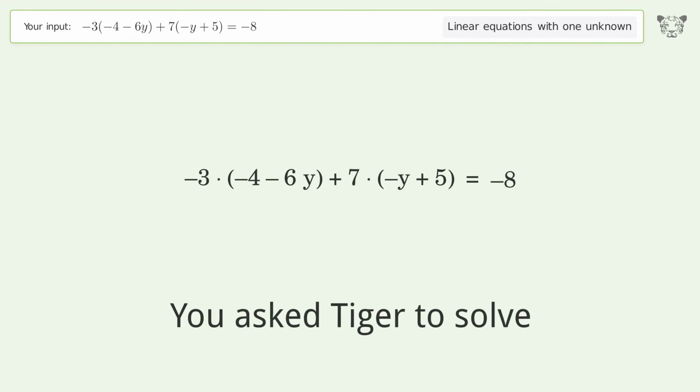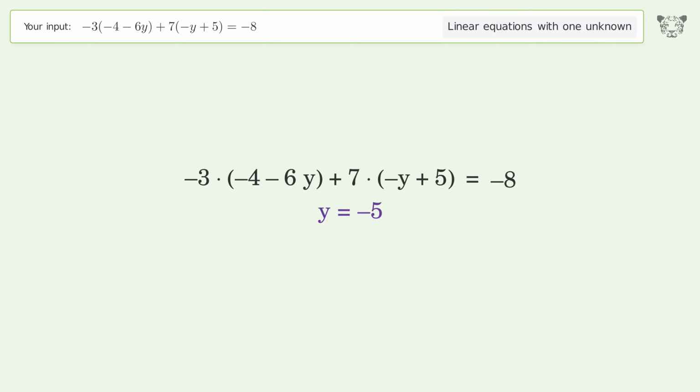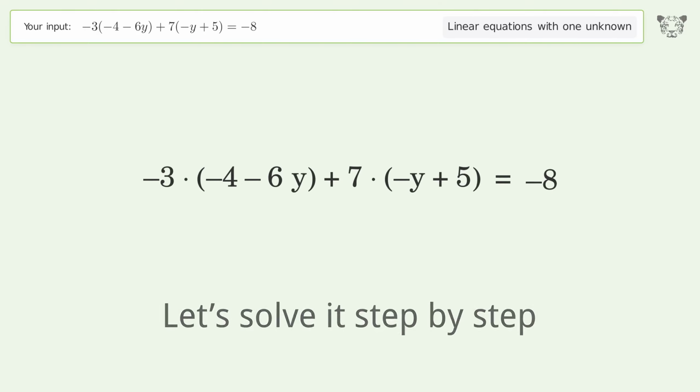You ask Tiger to solve this. This deals with linear equations with one unknown. The final result is y equals -5. Let's solve it step by step.